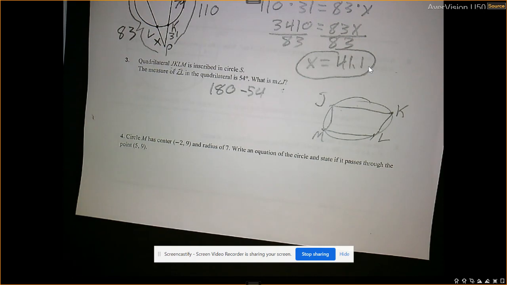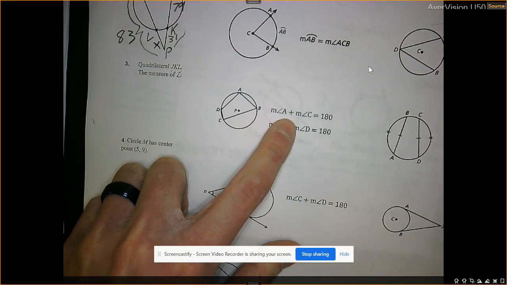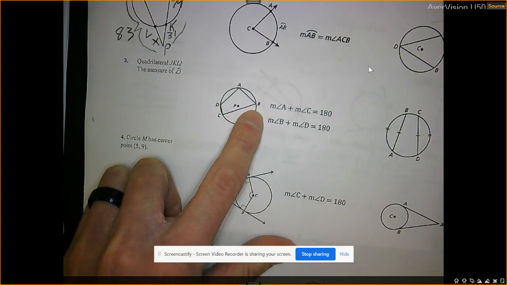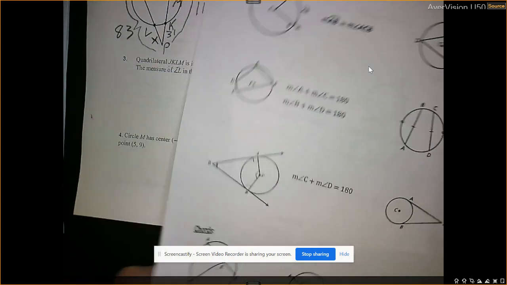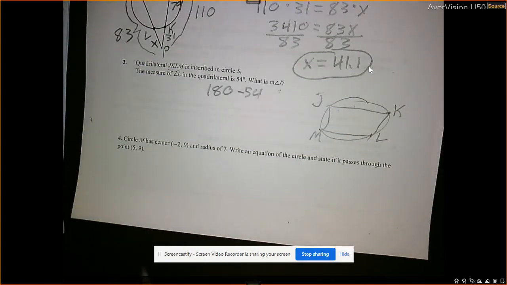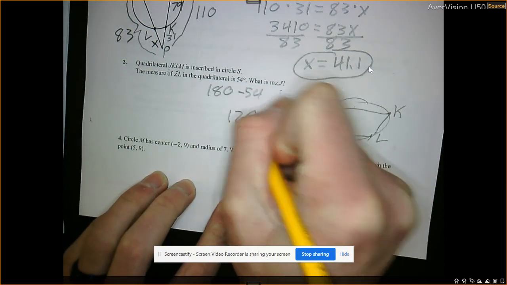Okay, and you just have to know, and that is on your formula sheet also. That's this guy right here. It says A plus C, opposite angles, D plus B, opposite angles. Those add up to 180. Okay, so 180 minus 54 will give you your solution there, and that is 126 degrees.